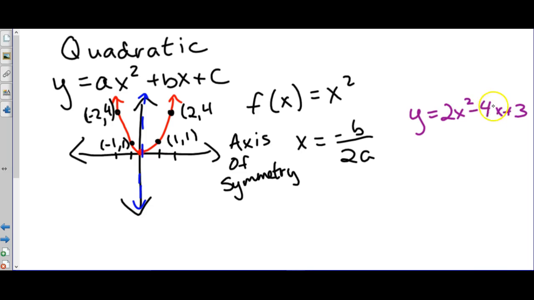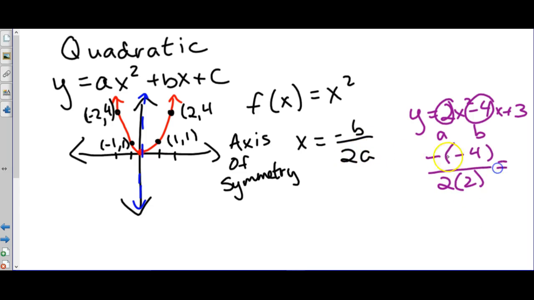So b is the number in front of x in the middle there, and a is the number in front of x squared. Plugging that into the formula, we have negative b, which is negative 4, over 2 times a, which is 2. So negative outside of negative is positive 4. 2 times 2 is 4, and 4 divided by 4 is 1. So x equals 1 would be the axis of symmetry for this particular quadratic. And on our quadratic, the greatest exponent is 2. That's how we know it's a quadratic function.